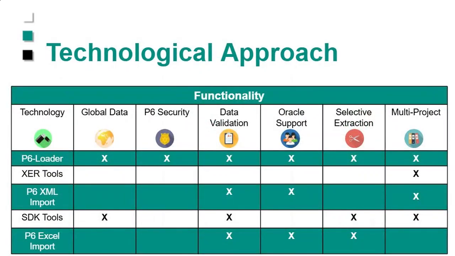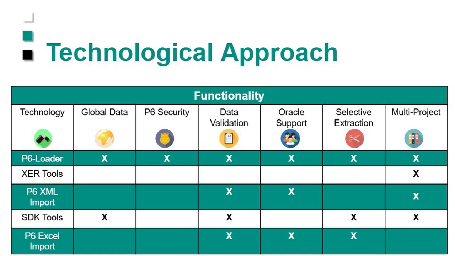So when you're talking about the technology of different ways of getting information in and out of P6, when we look across the board, we have XER tools, which you can do multiple projects with, but you can't selectively extract what you're getting with an XER. The support, as long as you don't alter that file, is there from Oracle, but if you alter it, all bets are off. And if you have something happen, they basically wash their hands of it. With XMLs, you do have data validation. You will have the support of Oracle for that, and you can do multi-projects. However, for the security and the global data that you're trying to get in there, or a selective extraction, you don't have that flexibility with an XML file.